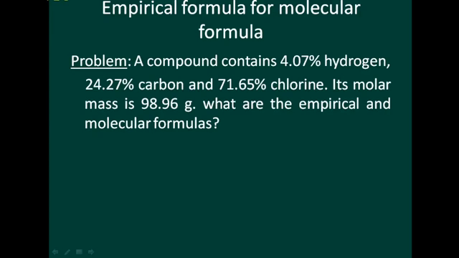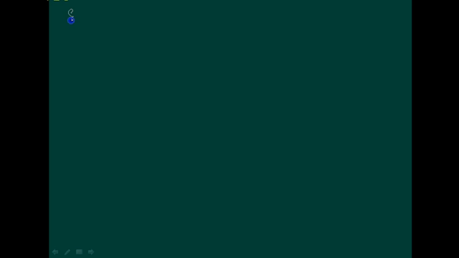Okay, next topic is empirical formula and molecular formula. What do you mean by empirical formula and what do you mean by molecular formula? This is important. Before going to solve the problem, you should know what they mean. The empirical formula represents the simplest whole number ratio of various atoms present in a compound, whereas the molecular formula shows the exact number of different types of atoms present in a molecule of a compound.